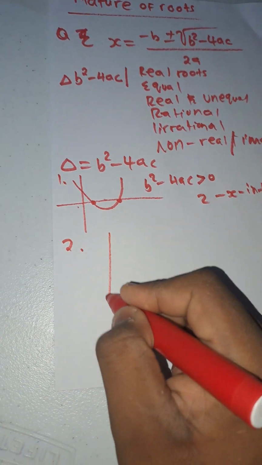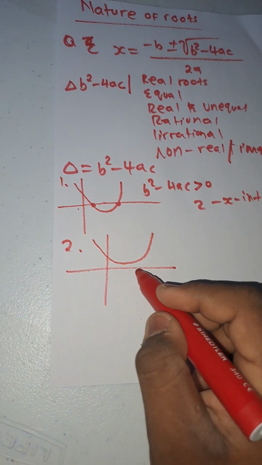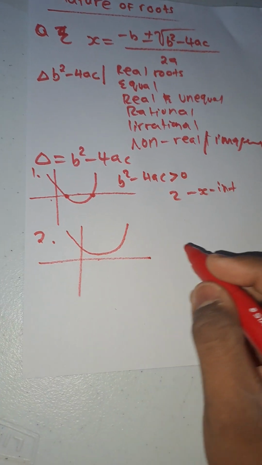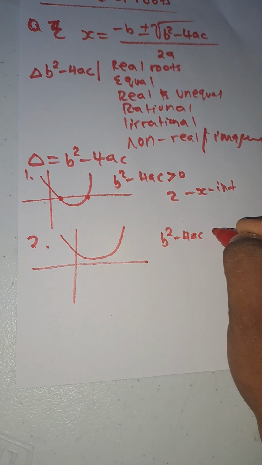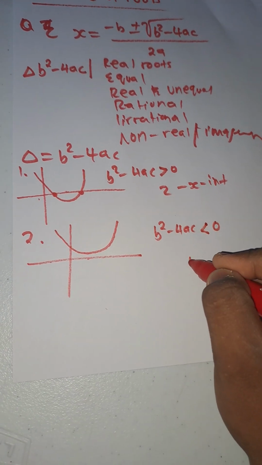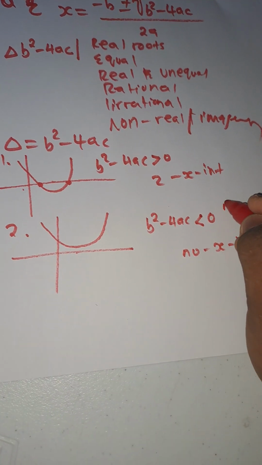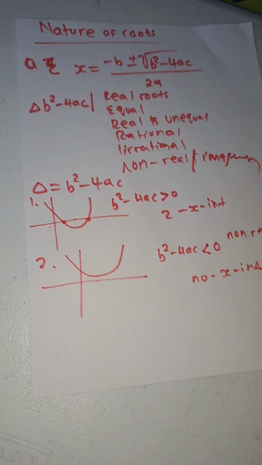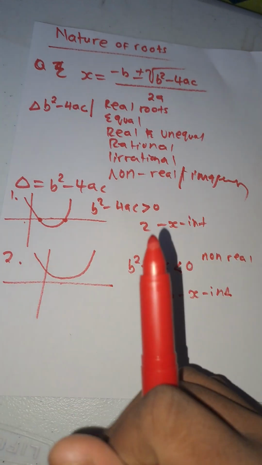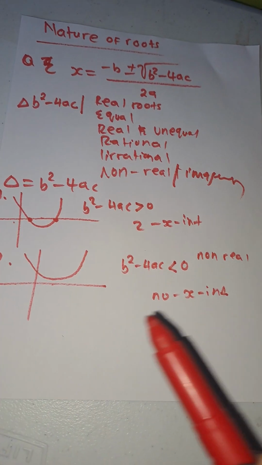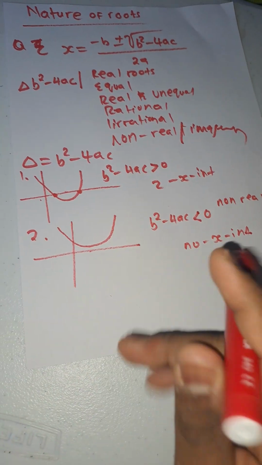So now let's go to number 2. I have my graph here, and you see, it is not even touching the x-axis. So you know that your b squared minus 4ac is less than 0. There is no x-intercept. Therefore the roots are non-real. Is it fine now? When the discriminant is less than 0 or negative, there will be no real roots. The roots are non-real or imaginary because there are no x-intercepts.